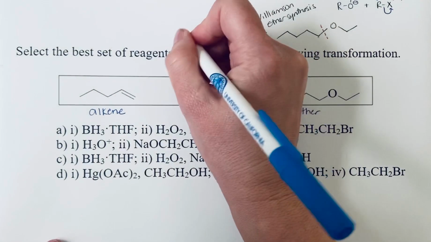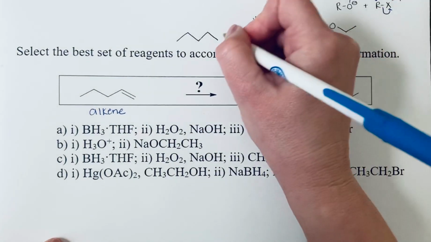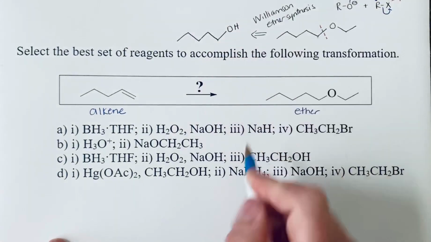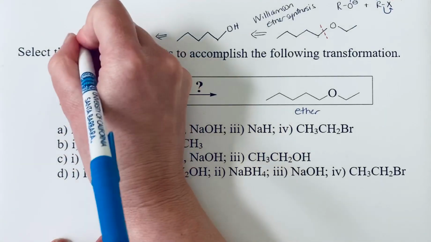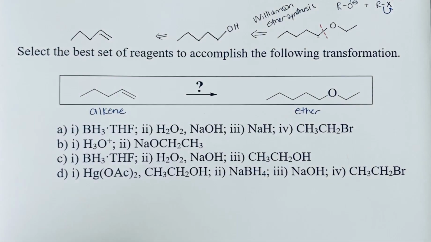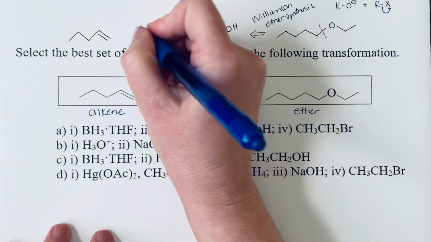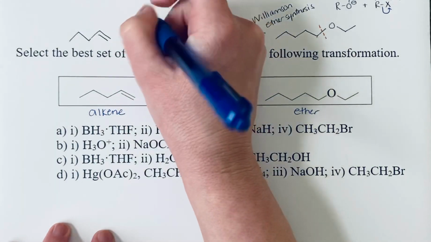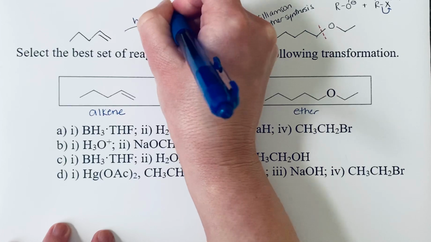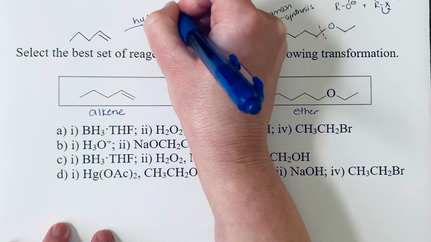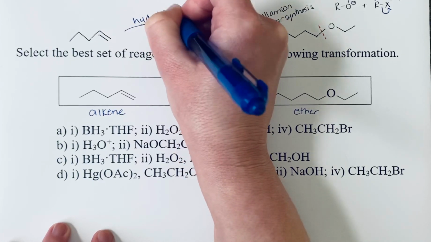So I'm going to draw that 5 carbon atom alcohol. And we can make this from that starting alkene. And so the reaction that we need for that first step is the hydroboration oxidation.